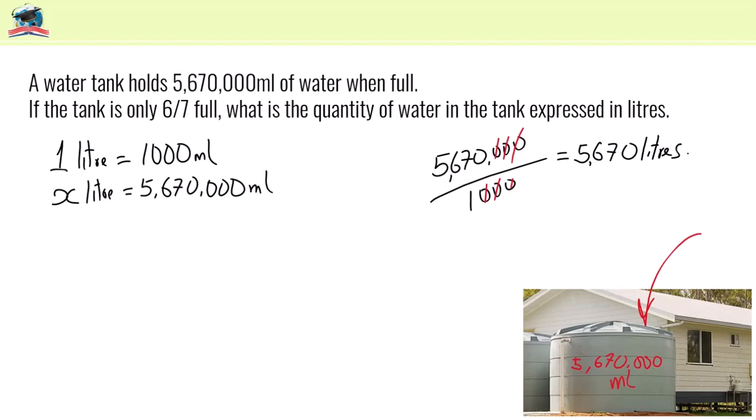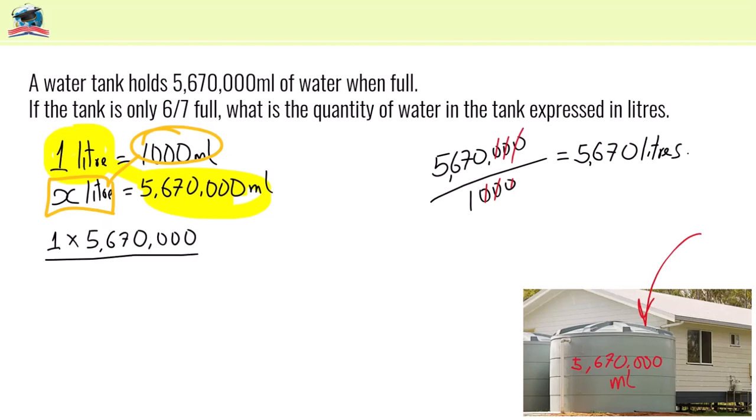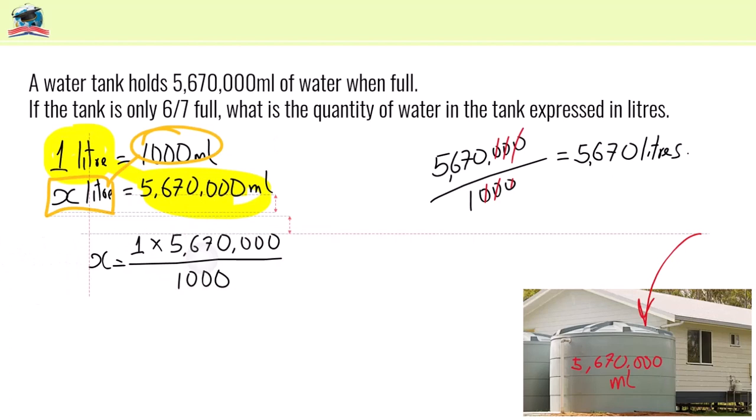But if we want to use the cross multiplication method, it's still fine. It's just going to take our time. Let's do it. So we take this one here, and then we take this one here, because you're looking for it in liters. So what do you have? Let's start with the 1. 1 multiplied by 5,670,000, we're going to divide it by what? By 1000. That should give us our x in liters. And that's going to give us our answer.